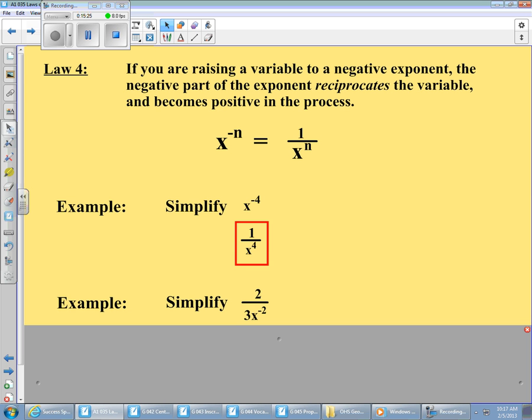2 in the numerator. Does it have a negative exponent? It doesn't. So is it going to jump to the denominator? No, it's going to stay exactly where it is. It has a positive exponent. It's 2 to the positive 1. If it's got a positive exponent, then it is exactly where it's supposed to be. It's not going anywhere. How about this 3 in the denominator? Does it have a negative exponent on it?